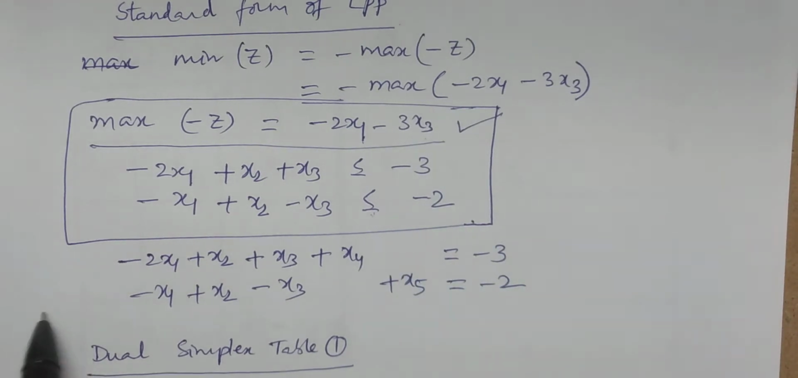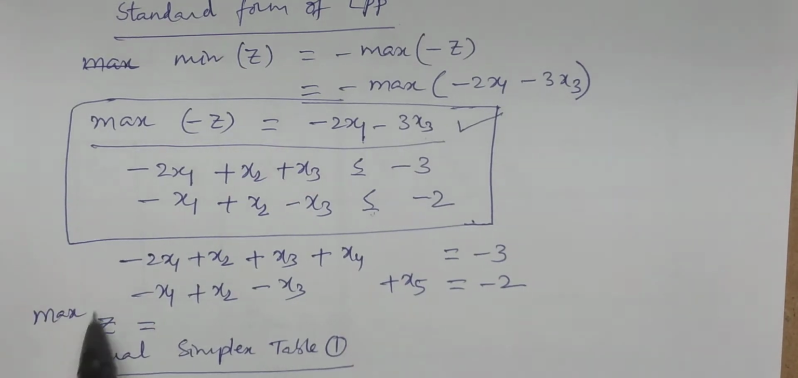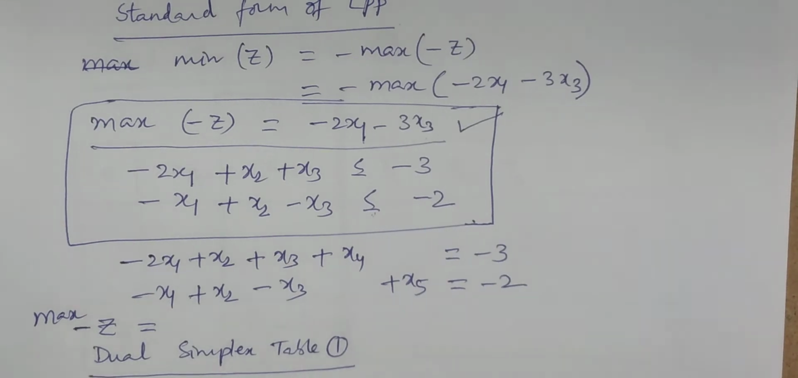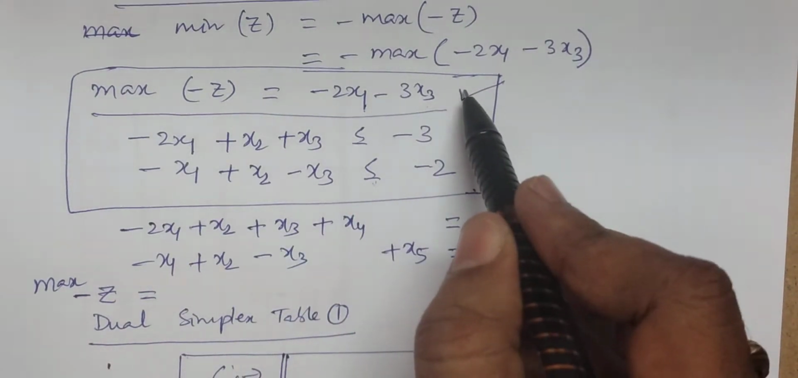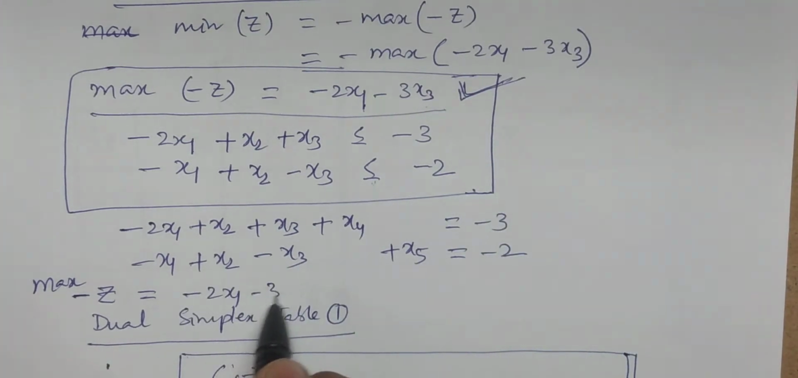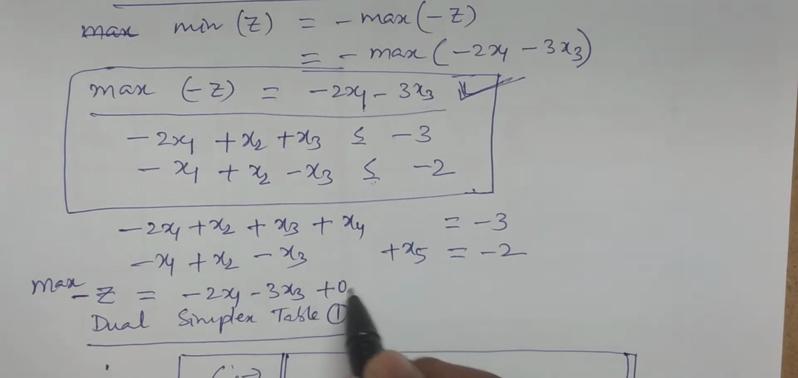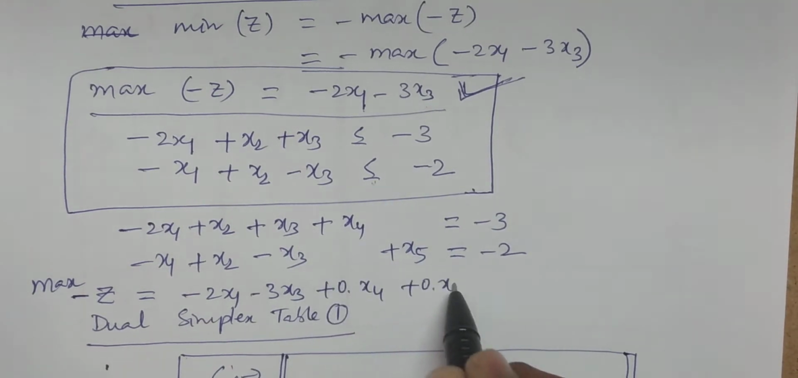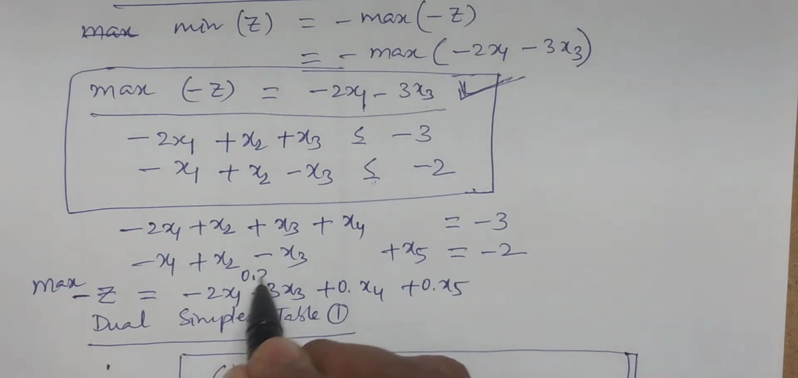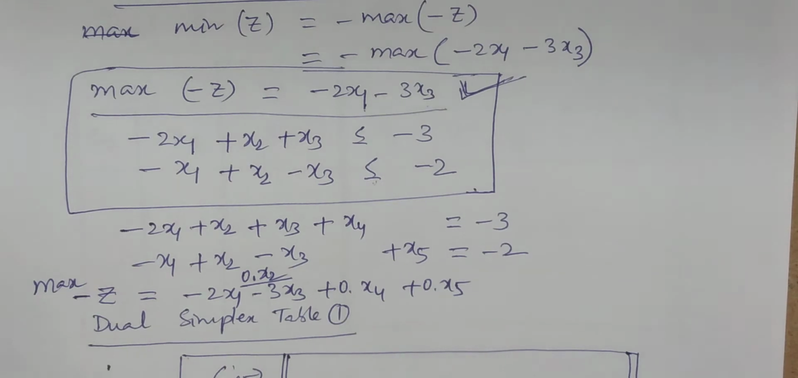And thereafter the modified objective function: maximize, not z here, but minus z. That is the change here because of minus z. The function is minus 2x1 minus 3x3, there is no x2, plus 0 into x4 plus 0 into x5. x2 is also not there, so you can write plus 0 into x2. This is the modified objective function you have.